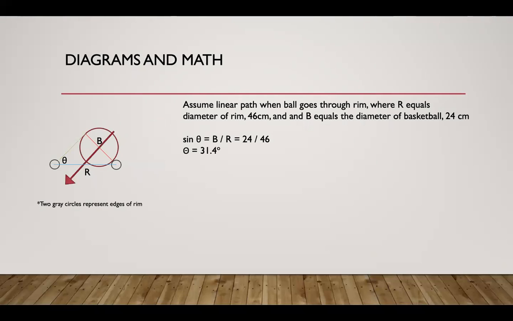As you can see in the diagram here, we have to assume that it's a linear path when the ball goes through the rim, and R is the diameter of the rim at 46 centimeters, and B is the diameter of the ball at 24 centimeters. To find theta, we do sine theta equals B over R, which is 24 over 46, and just do inverse sine and find 31.4 degrees, which is the angle at which the ball has to enter the hoop to hit nothing but net.